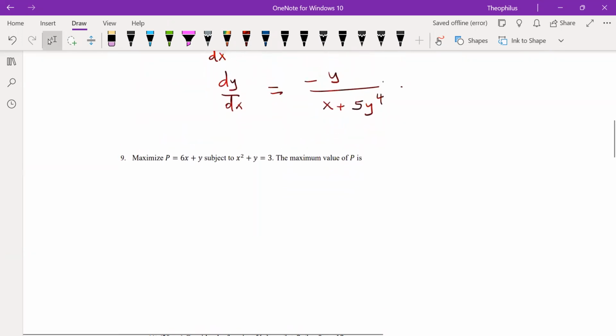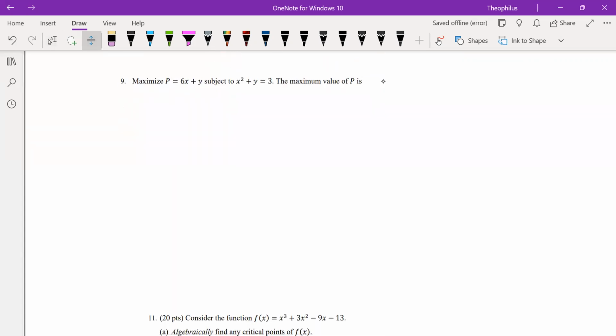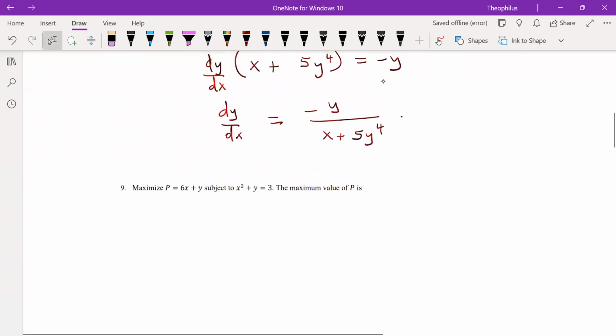Now, with this problem, which is problem 9, it's an optimization problem. So what basically we do is that we are given this problem to maximize. We are to maximize P equal to 6x plus y, which is subject to this constraint. Now the question is, what then is the maximum value of P? So that's of interest to us. So how do we approach this?